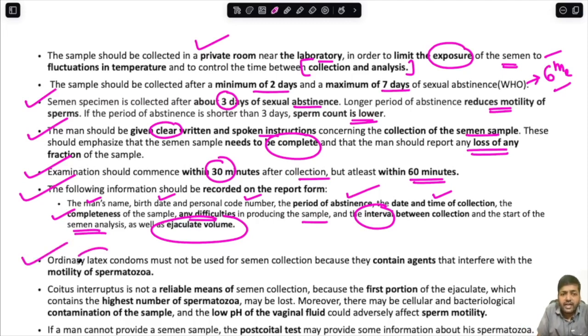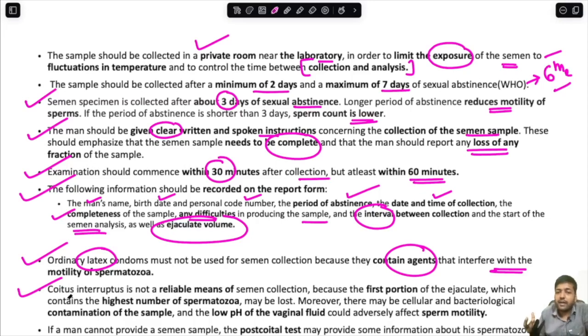Now, ordinary latex condoms must not be used for semen collection because they contain agents that may interfere with the motility of the spermatozoa. Also, certain condoms might contain a spermicidal agent, which can again interfere or be spermicidal as well. It can kill the sperms. Coitus interruptus is not a reliable means of semen collection.